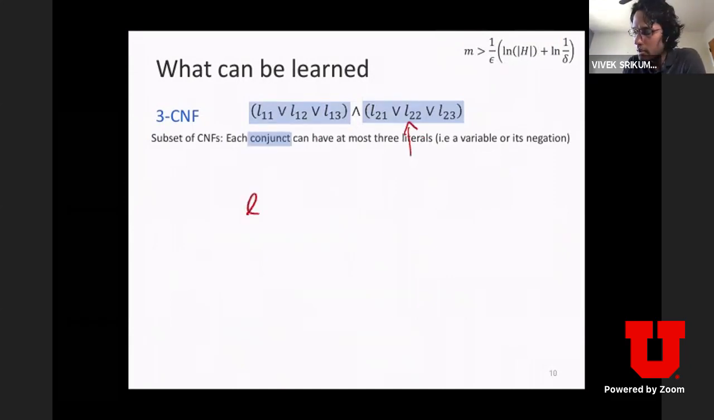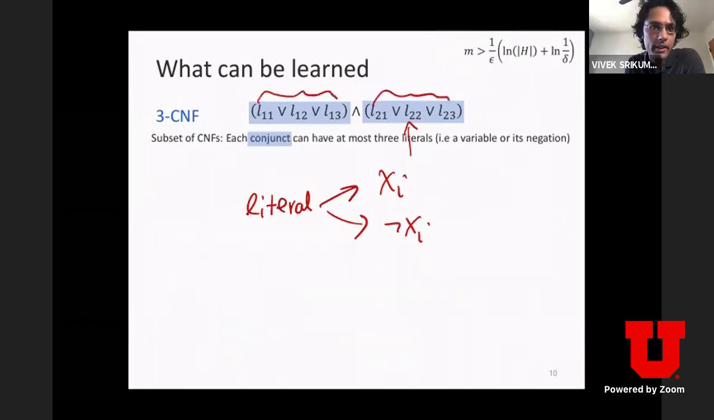A literal, remember, is either a variable, xi, or its negation. So you should have 3 things here, or 2 things, or 1 thing, at most 3 things, and they are all connected by a disjunction. You collect a bunch of these blocks, and you connect all of these conjuncts with an AND. So this is a 3CNF.